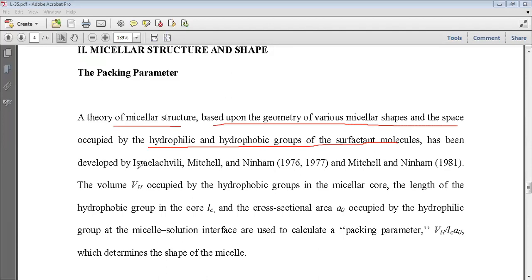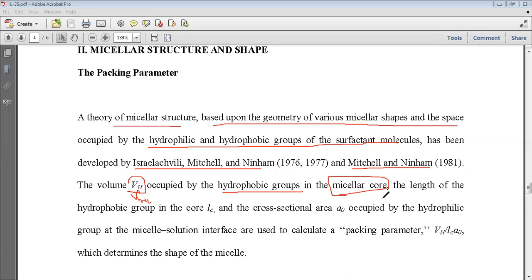This was first developed by these three scientists, and then these two scientists worked again on this, and they represented the volume V by VH, occupied by hydrophobic groups. This is also sometimes called micellar volume, VMC, or VH. It is just the volume occupied by the micellar core. I have shown you in the first picture what the micellar core is. That means the core plus the palisade layer form that micellar core.